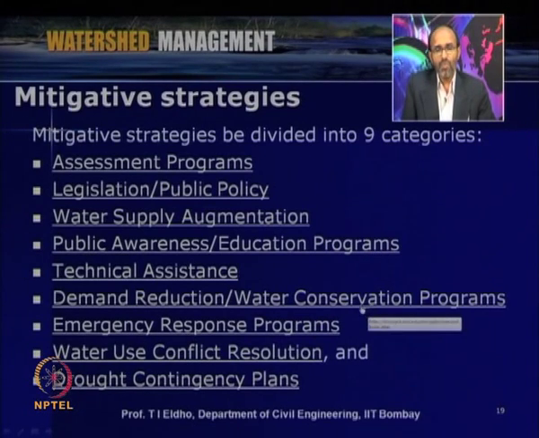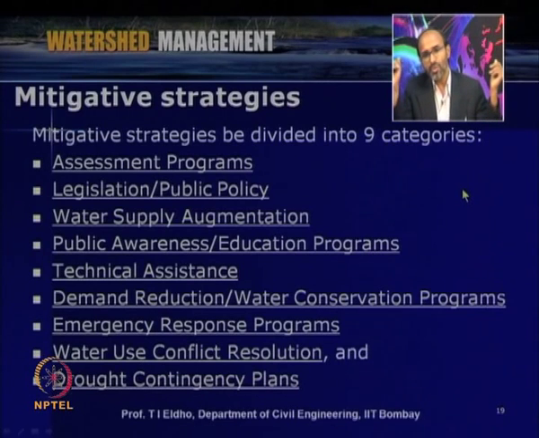Then what kind of emergency response programs are possible. Then water use conflict resolution, especially when the availability of water is reduced, there will be a number of conflicts between the communities. So how to deal with these kinds of water use conflicts. And then drought contingency plans, how to come up with contingency plans which we have to deal with.